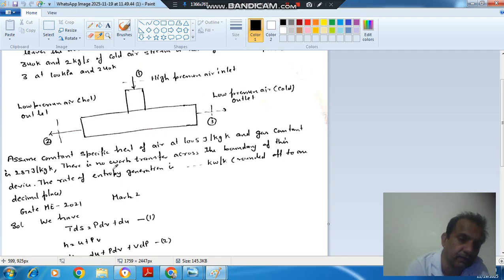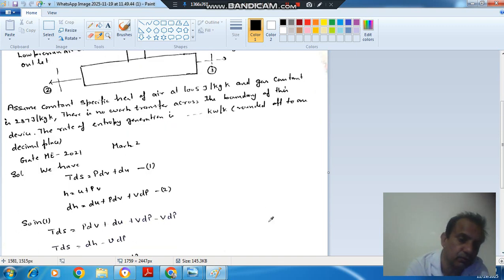So now we have the TdS relation as TdS is equal to dU plus PdV. We can modify this relation using H is equal to U plus PV and taking differential on both sides. So it will be dH is equal to dU plus PdV plus VdP. This is equation number 2. Okay, so now we can put here plus PdV and minus VdP. So the first 3 terms will make dH, and here will be minus VdP.